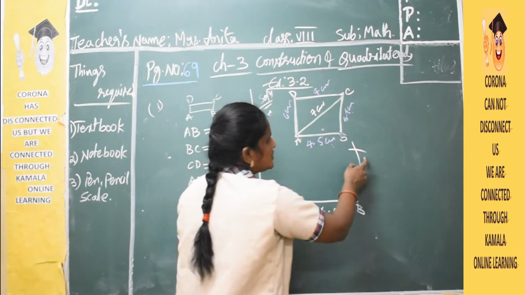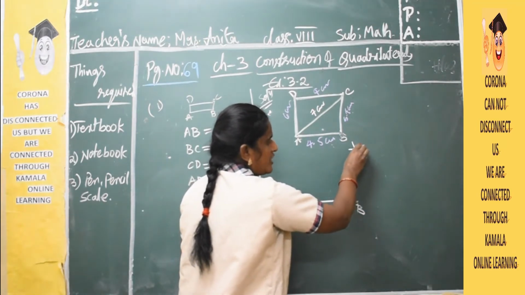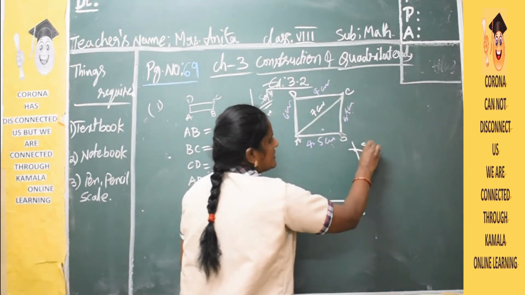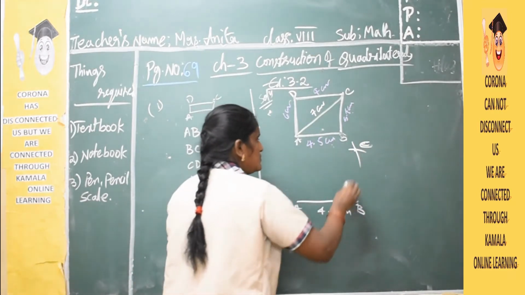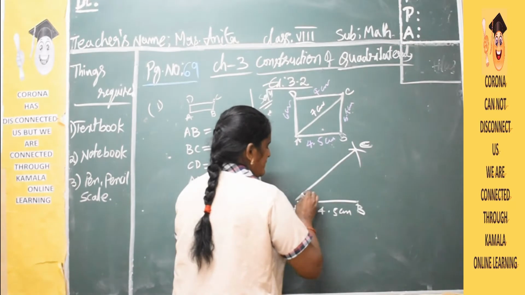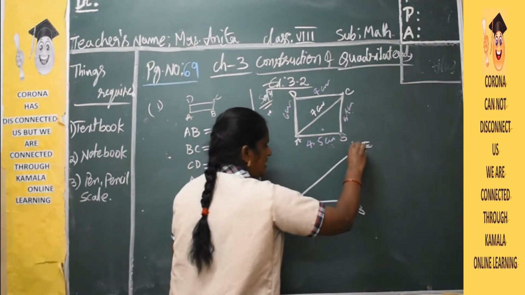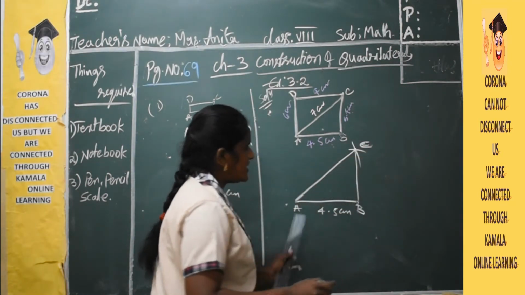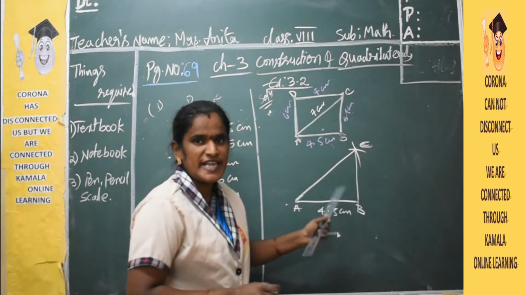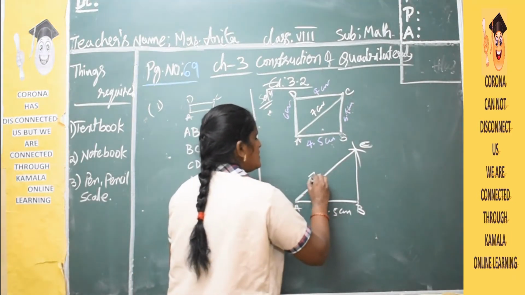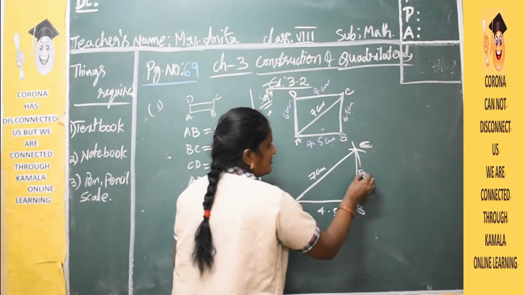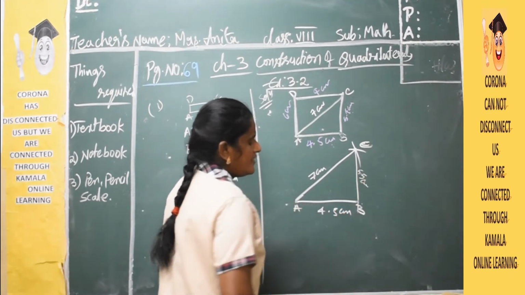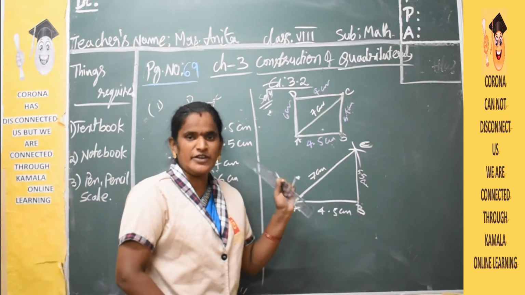Where these two arcs intersect at one place, that is represented as C. So join AC and BC. You will get triangle ABC. AC is equal to 7 centimeters, BC is equal to 5.5 centimeters. Clear, children? So we got triangle ABC.